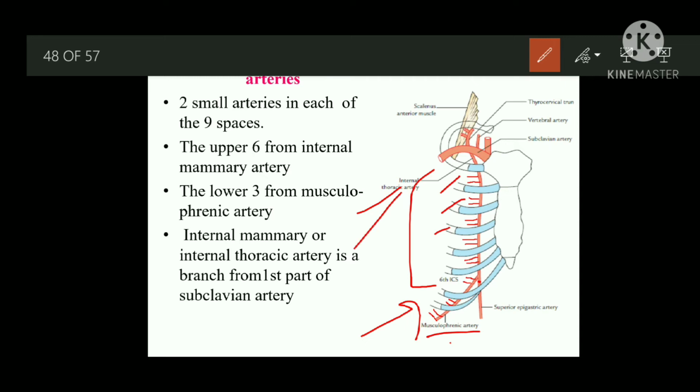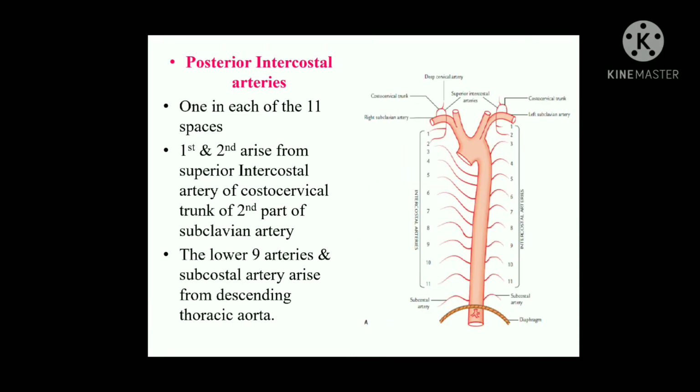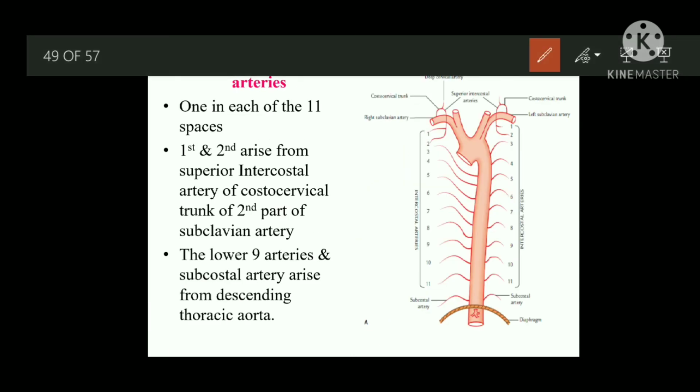So the internal thoracic artery itself is a branch of the first part of the subclavian artery. This internal thoracic artery descends down and gives anterior intercostal arteries up to the 6th intercostal space. In the lower 3 intercostal spaces, the anterior intercostal arteries arise from the musculophrenic artery. Posterior intercostal arteries are one in each of the 11 spaces.